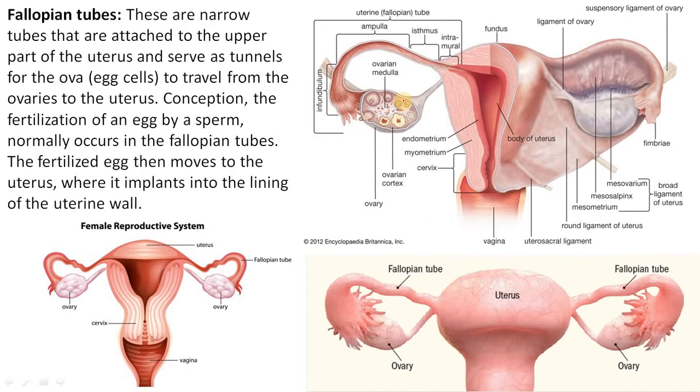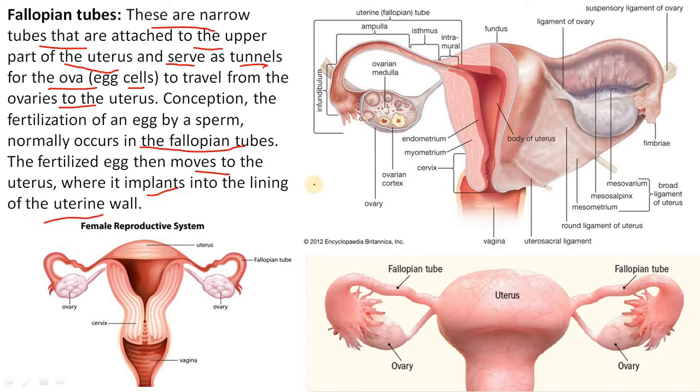So the fallopian tubes, what are these? These are the narrow tubes that are attached to the upper part of the uterus and serve as the tunnels for the ova, the egg cells, to travel from the ovaries to the uterus. The conception, the fertilization of an egg by the sperm, normally occurs in these fallopian tubes only. The fertilized egg then moves to the uterus where it implants into the lining of the uterine wall.